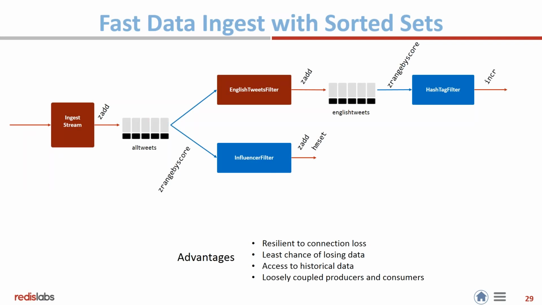Okay, and the last and most interesting solution is the sorted sets. Now, sorted sets are a very popular way to ingest data. First of all, it is resilient to connection loss, and you can always pull data. You can go back to the history, and you can fetch data whenever you want. Also, the producers and consumers are loosely coupled, because as a producer, you can just do a ZADD to a sorted set, and consumers can pull data whenever they want and from wherever, as long as they have access to the sorted set. There is no coupling between producers and consumers.